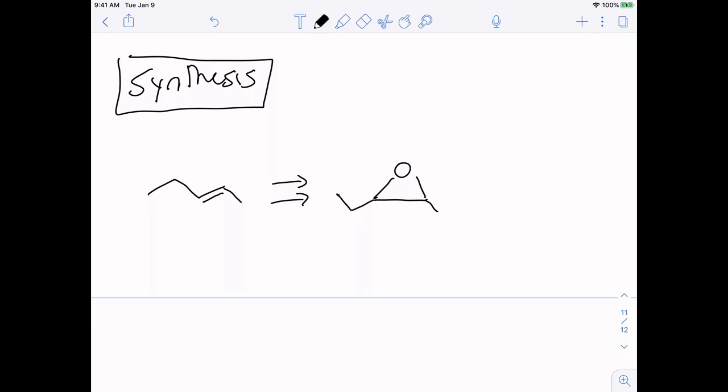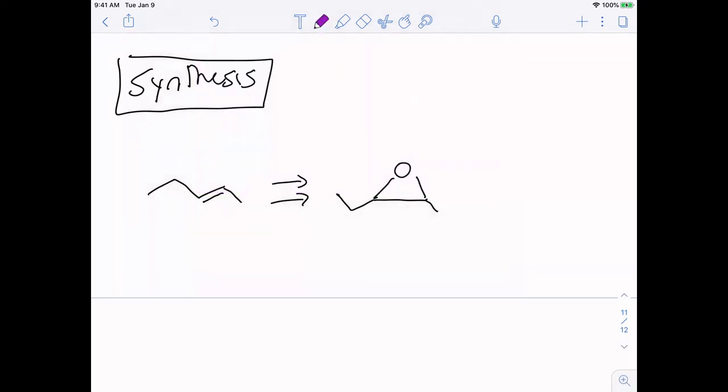So you'd be given something like this. I have two arrows. That doesn't mean there's two steps. It's just how I'm showing that you want to get from this reactant, my alkene, to this epoxide. And then we have to figure out, knowing all of the reactions that we've learned this semester, how to put it together to do that. Sometimes it's easier for me to work backwards, sometimes I work forwards, sometimes I do both directions and work in the middle. It just really depends on the particular problem.